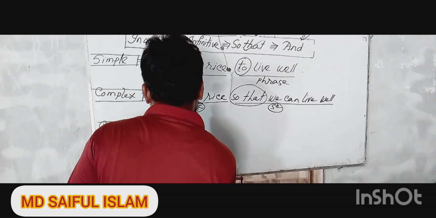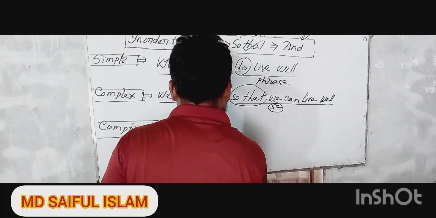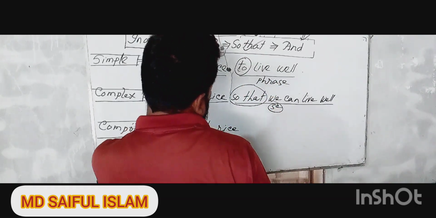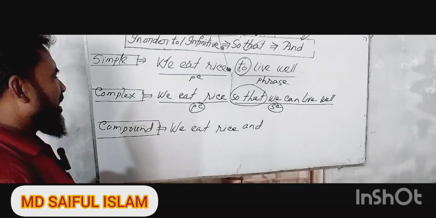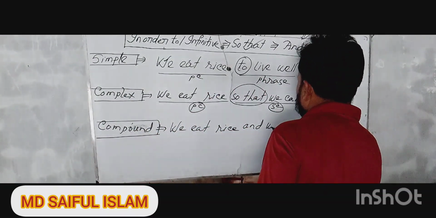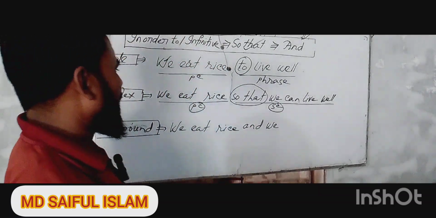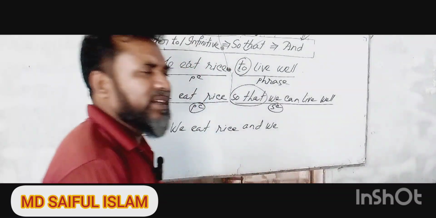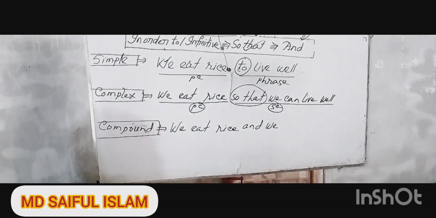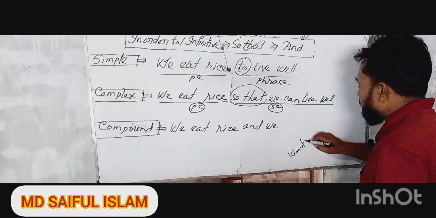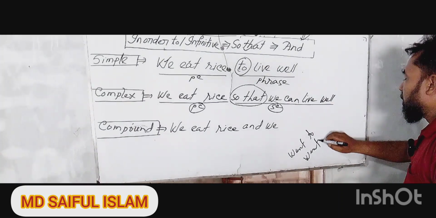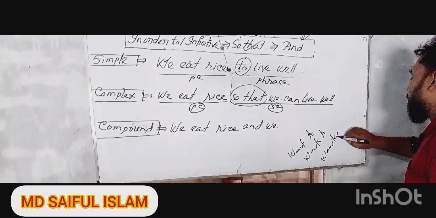So here, start writing: "We eat". Now use "and" instead of "so that", and then the extra portion of the statement. Here we have the subject, but it's a notable thing that at the time of changing any sentence from complex to compound, you'll have to add "want to" after the subject: "want to", "wants to" and "wanted to".